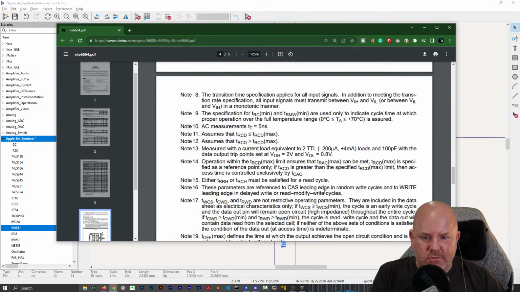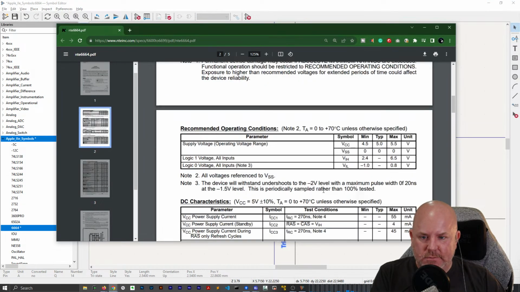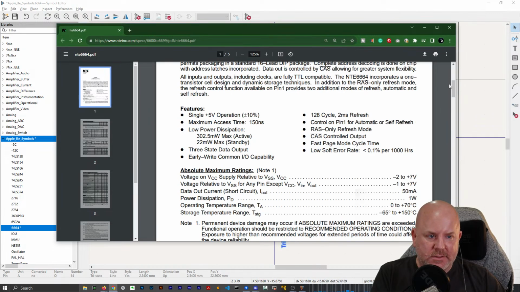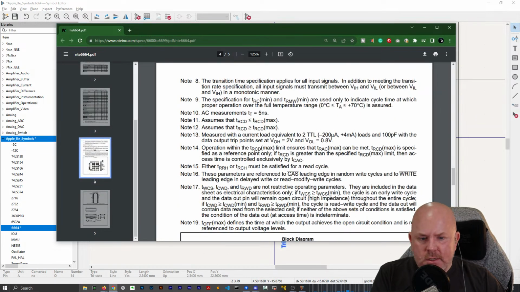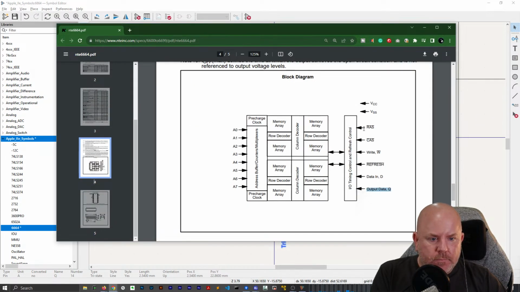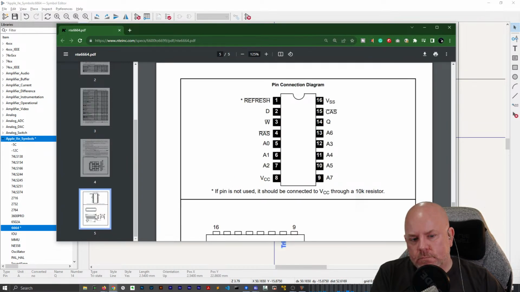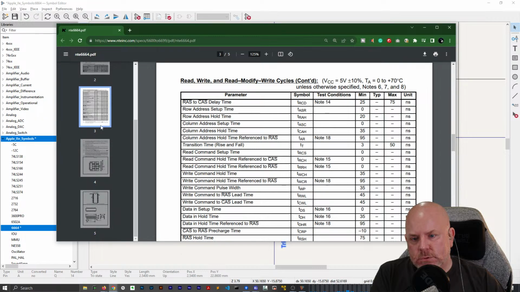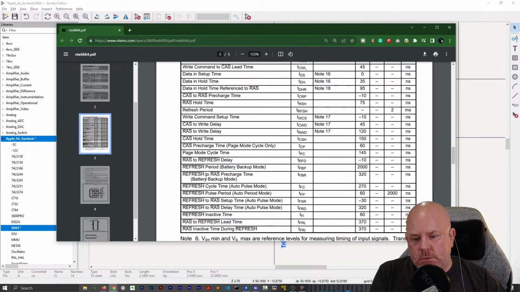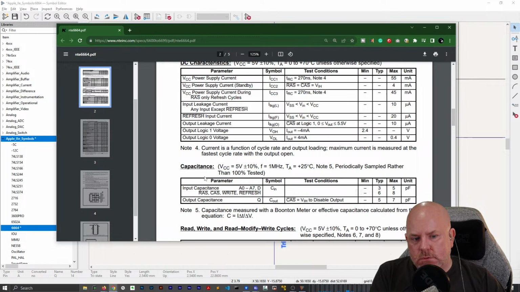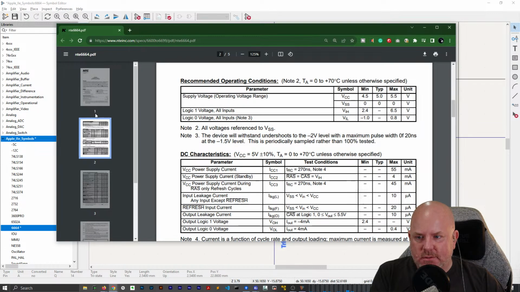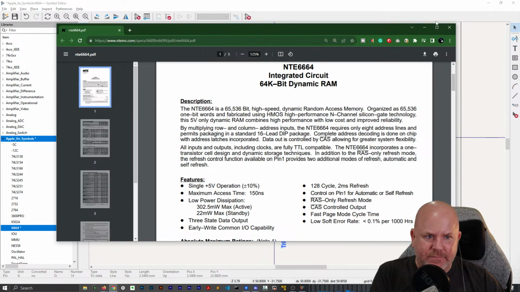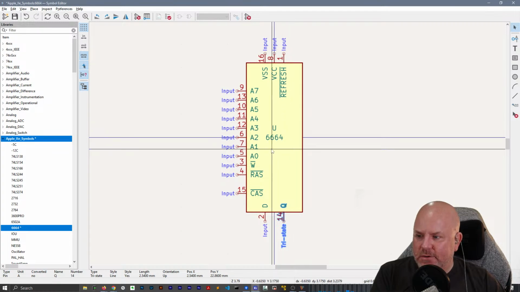I am also still going to assume the output is tristatable, right? Because isn't there like a... I guess I could look at that diagram again. I mean, it's got to be, right? Because it's on the data bus. Yeah, it's got to be. I don't see how it couldn't be.